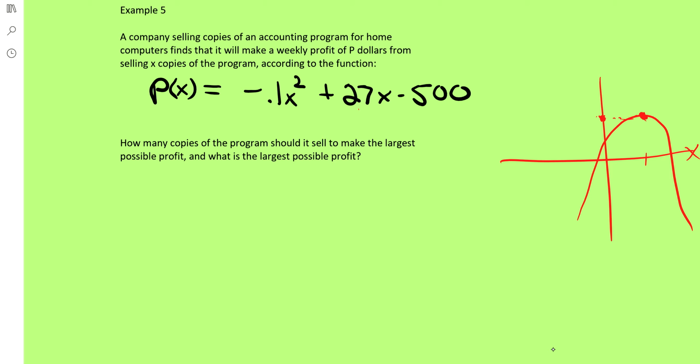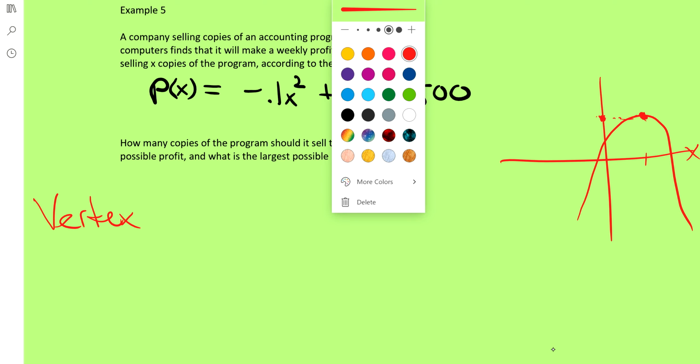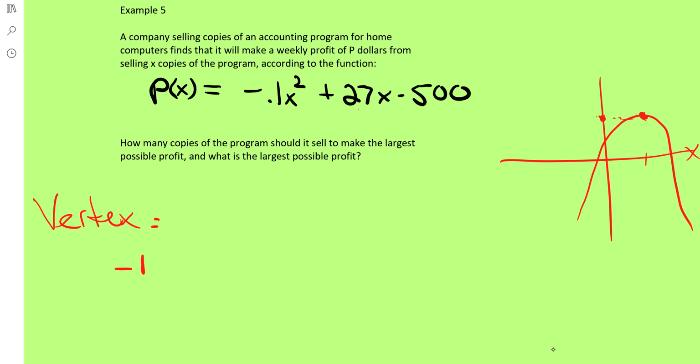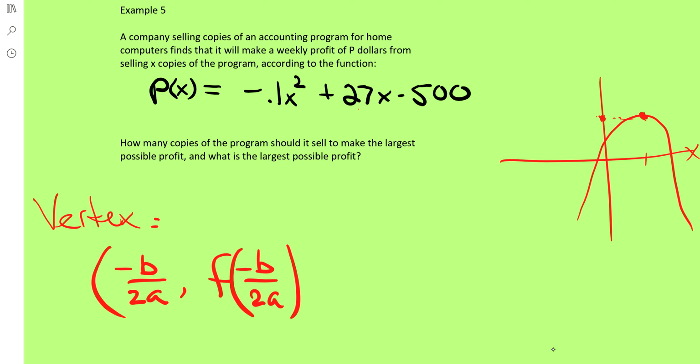Remember, the vertex equals negative b over 2a, comma, f of negative b over 2a. So there's my figures that I have to fill in with numbers. Let's do the x value first, and then we'll figure out what y is. That'll give me my point on the graph, which will be somewhere up there.